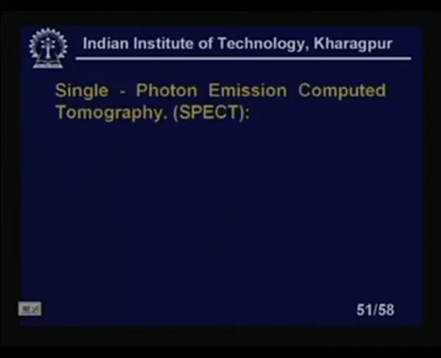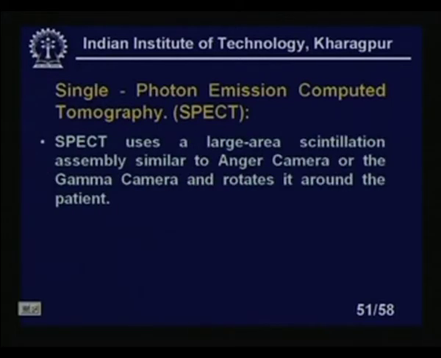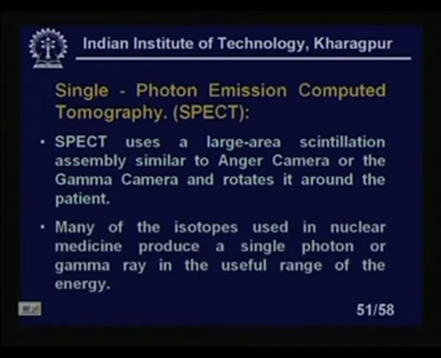Now, the single photon emission computed tomography looks like this. SPECT uses a large area scintillation assembly similar to the Anger camera or the gamma camera and rotates it around the patient. Okay, it rotates around the patient. Many of the isotopes used in nuclear medicine produce a single photon or gamma ray in the useful range of the energy. Clear?